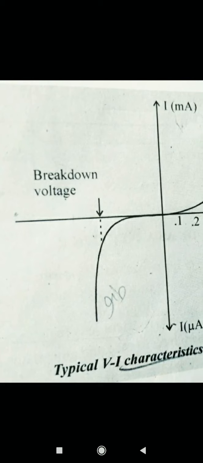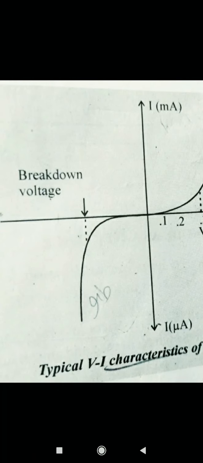And in the lower side you can see the VI graph of reverse biasing. On one axis current is plotted and on the other axis voltage is plotted. Here you can see the breakdown voltage. What's the peculiarity of breakdown voltage? After the breakdown voltage, for a small change in voltage, the current increases. That's the peculiarity of the VI graph of reverse biasing.